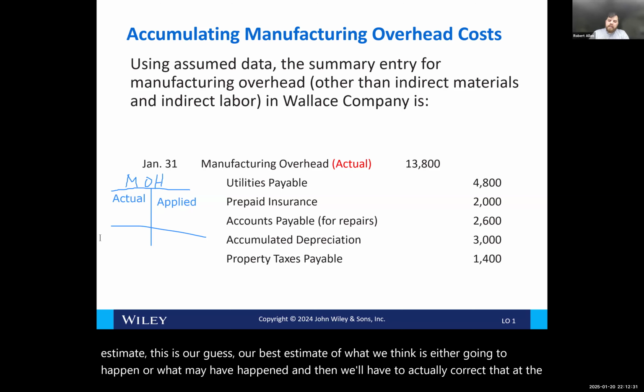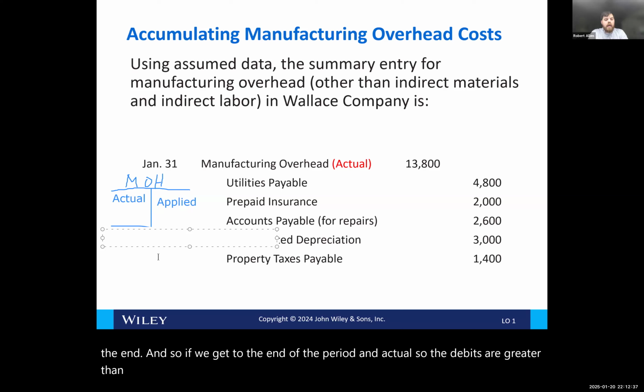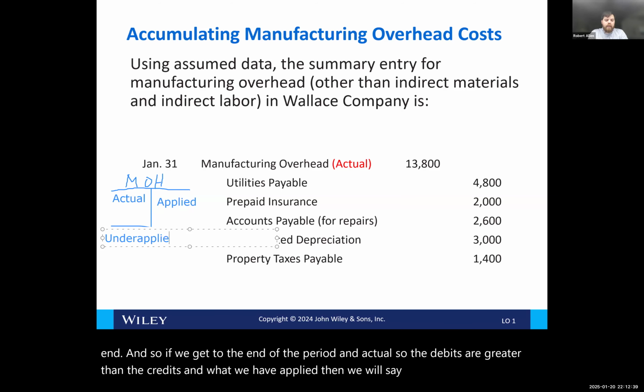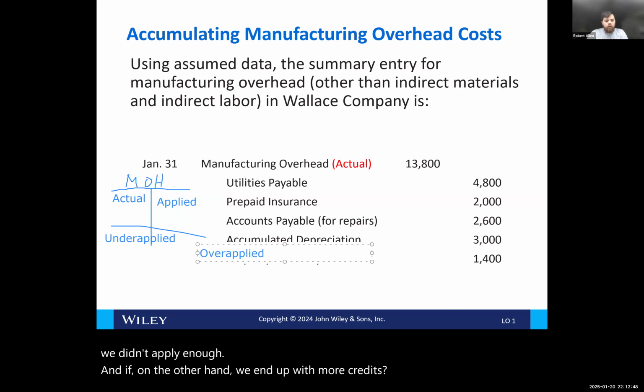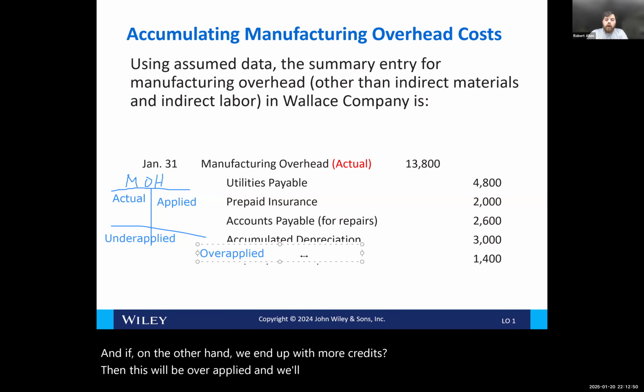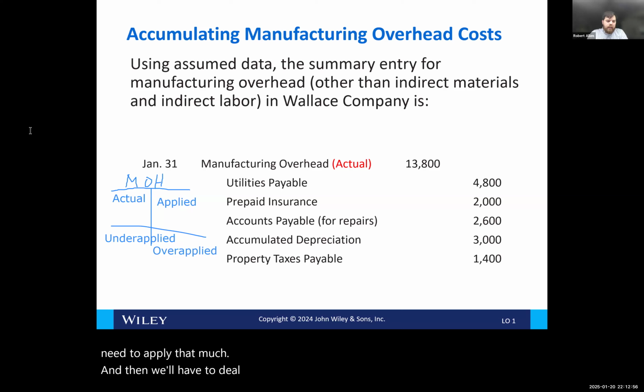And so if we get to the end of the period and actual, so the debits are greater than the credits and what we have applied, then we will say that we under applied. So we didn't apply enough. And if on the other hand, we end up with more credits, then this will be over applied. And we'll say, well, we applied too much, right? We didn't need to apply that much. And then we'll have to deal with that. We'll have to correct that later. And so that's what we want to notice right here.